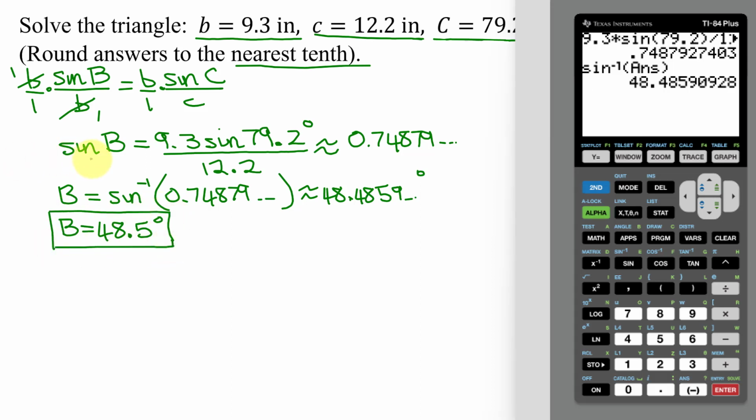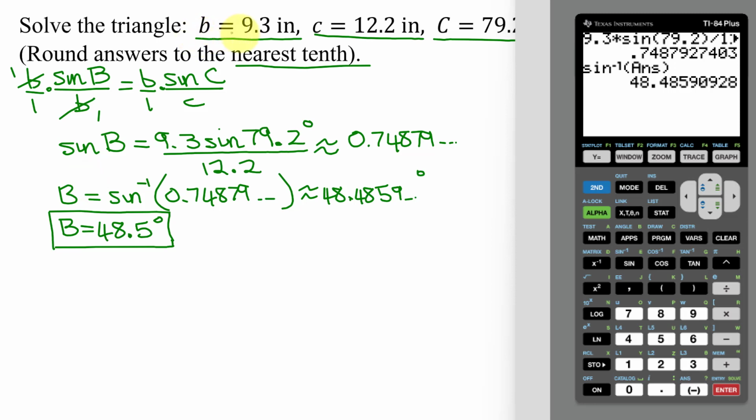Now remember that the sine function is positive both in quadrant 1 and quadrant 2. So there is an angle in quadrant 2 for which the sine of B is equal to this number. But angles in quadrant 2 are obtuse angles. And could angle B possibly be an obtuse angle?